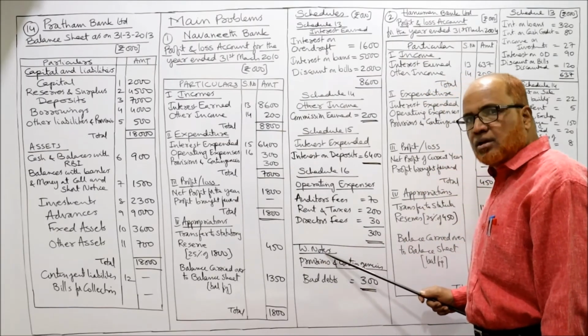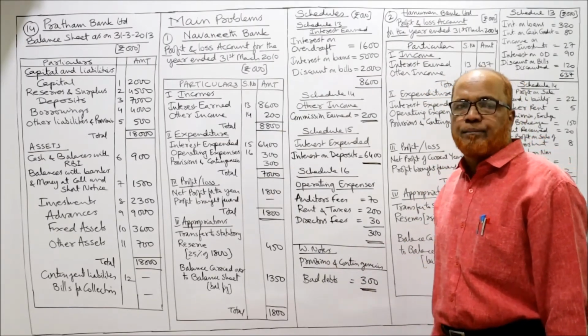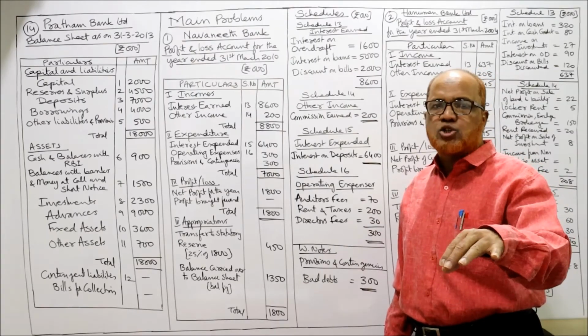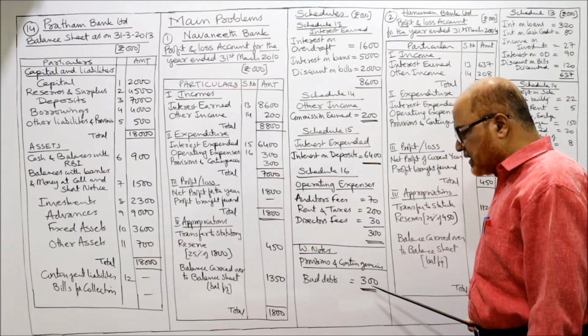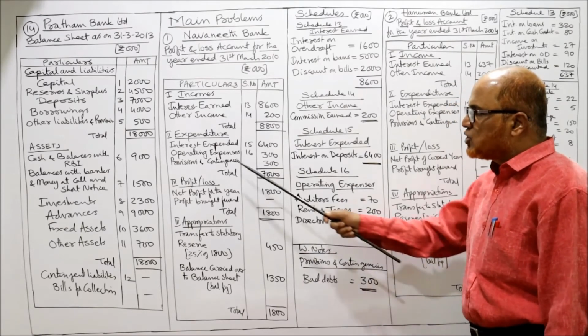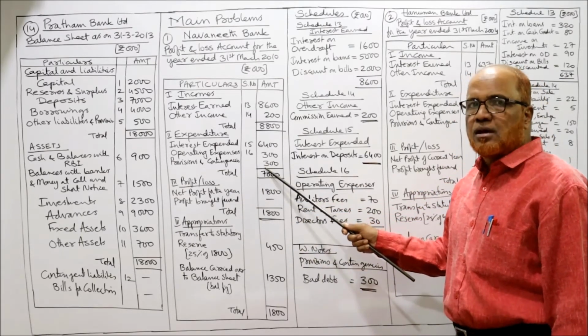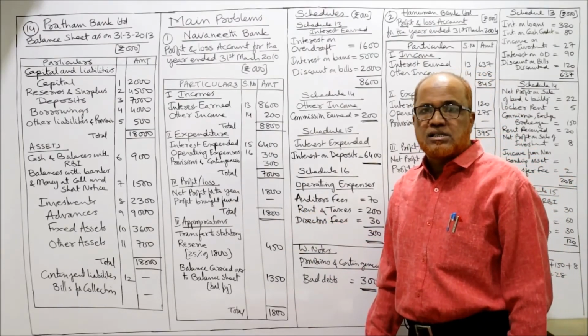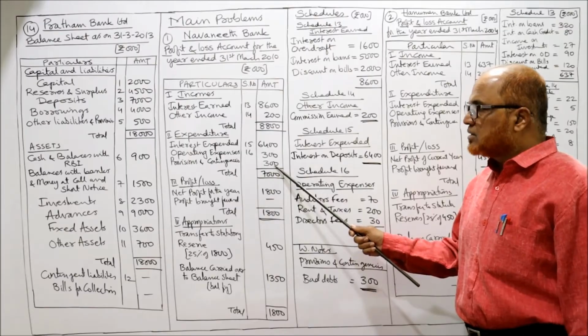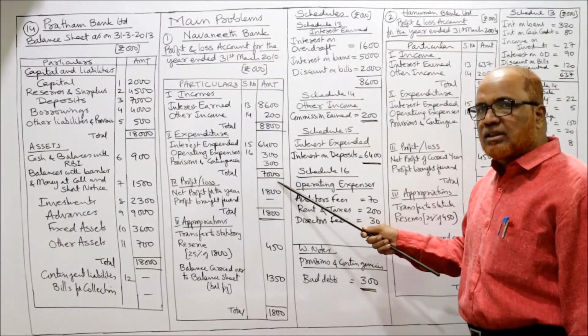So working note, it will not be shown to the public. It will be known only to the bank management, government and auditors. So provisions and contingencies, bad debts 300. Now this 300 will be shown under provisions and contingencies. Public will not know what items may be taken under provisions and contingencies. So 300. Now take the total of expenditure, 7000.